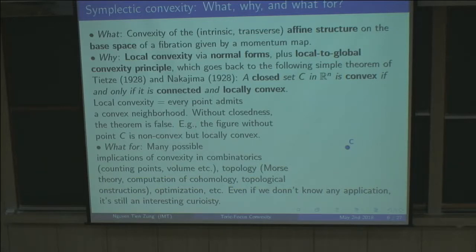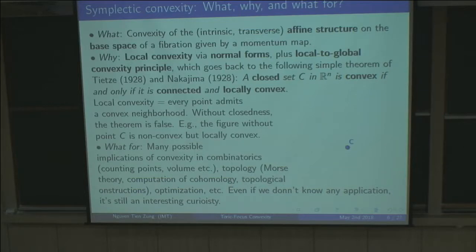So in all these symplectic convexity theorems, what do we have? What is convexity and what is it for? So to talk about convexity in all these symplectic convexity theorems and their generalizations, we need an affine structure. The convexity is with respect to an affine structure. The affine structure might be intrinsic. In general, it is an intrinsic affine structure, but it lives on some base space, or maybe it is a transversal affine structure, which is also interesting. A transversal structure of a foliation or fibration. So what we need first is an affine structure, then you can talk about the convexity of that affine structure. It is not a metric structure, it is affine.